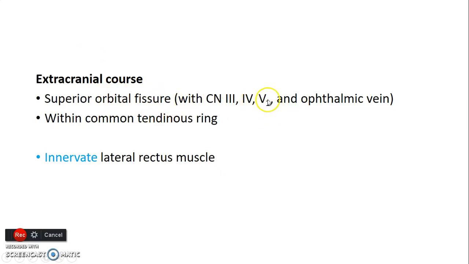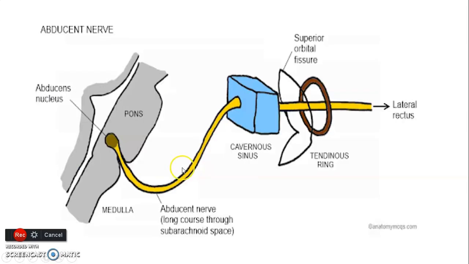So this is the abducens nerve, nucleus is at the floor of the fourth ventricle within the facial colliculi. Then it leaves between the lower portion of the pons and the pyramid of the medulla. Then you can see it in the subarachnoid space. Then it will enter the cavernous sinus. We see it within the common tendinous ring before it goes to innervate the lateral rectus muscle.